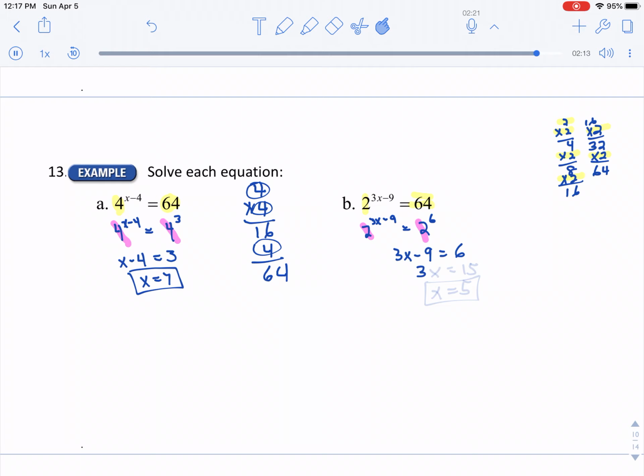Add 9 to both sides, I get 3x equals 15. Divide both sides by 3, and I get x equals 5, and that's the answer.